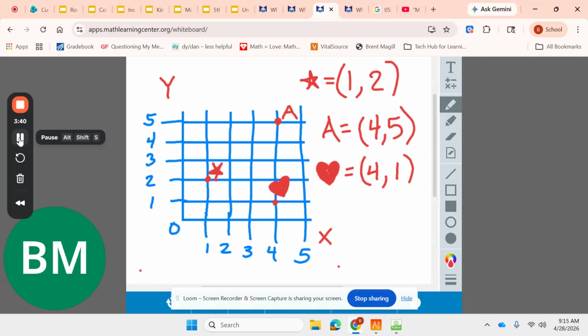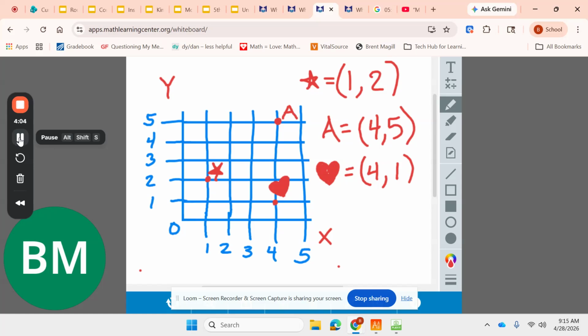Okay, you can see A equals 4, go over 4 on the x-axis, and up 5 on the y-axis. That's the vertical line. So the up-down is vertical, and then the across is horizontal. So the heart is at 4, go across 4, and then up 1.